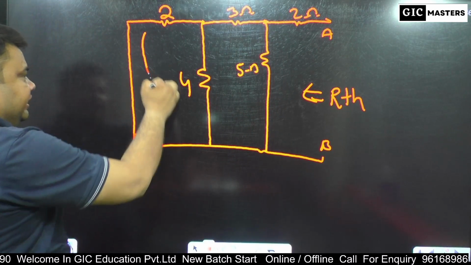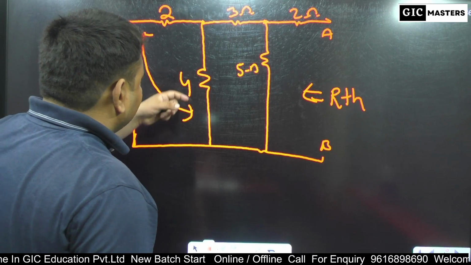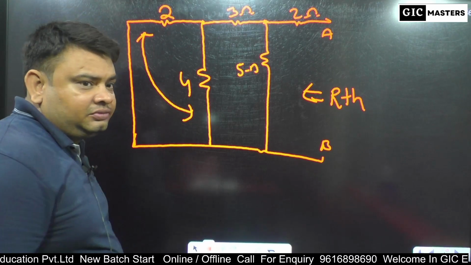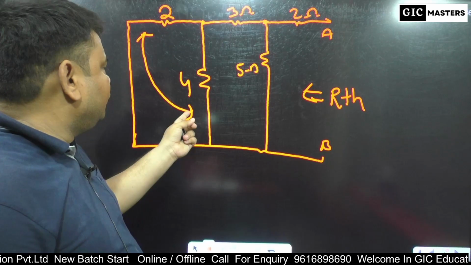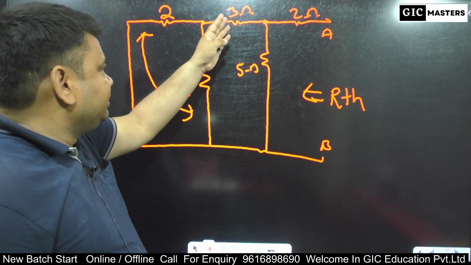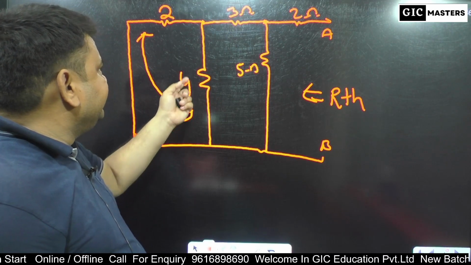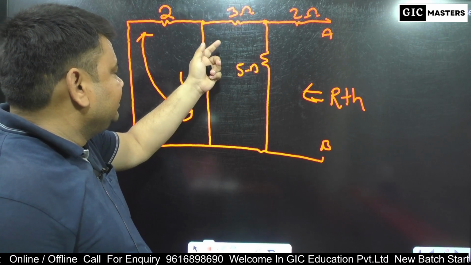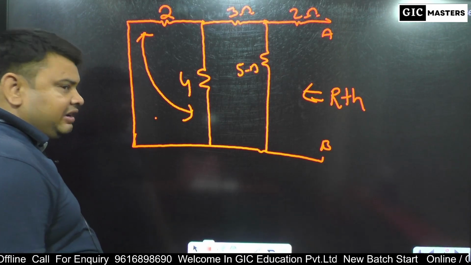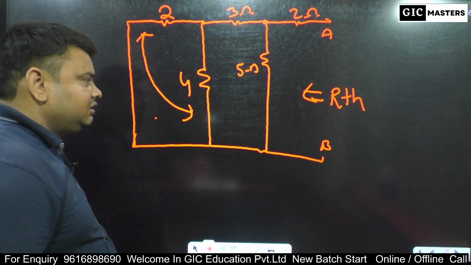Here A and B are in parallel, and this 2 and 4 ohm are connected in parallel, then in series with 3 ohm, but parallel with 5 ohm. So we follow these steps to calculate Thevenin's resistance.